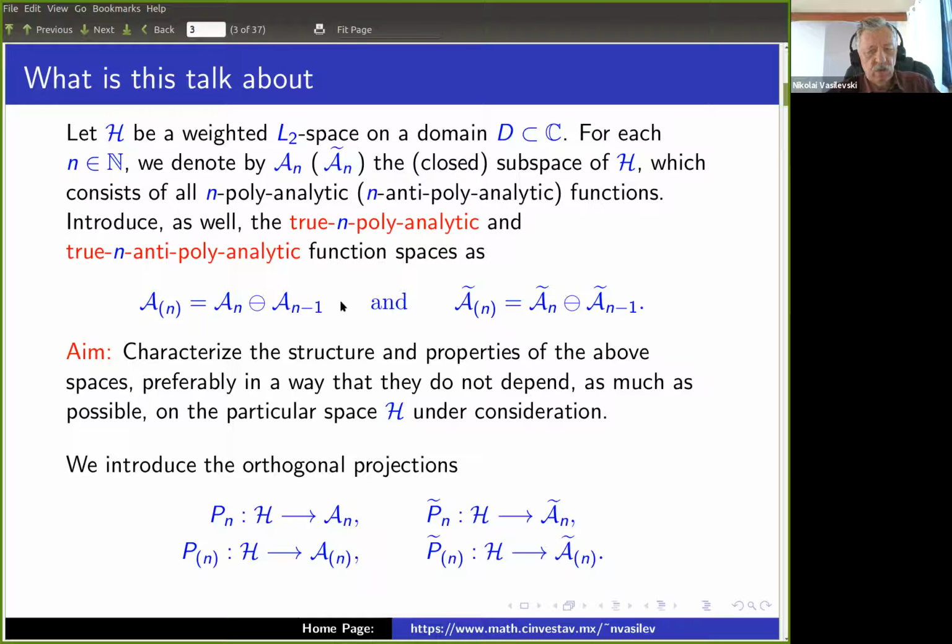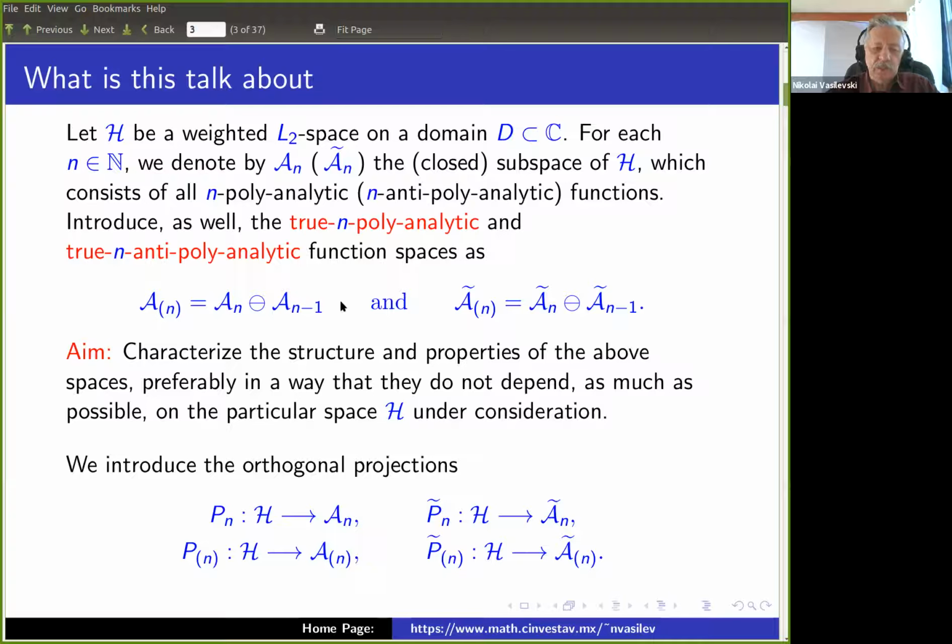It's the aim of this talk to characterize the structure and properties of the above spaces. We would like to characterize them in a way that this description does not depend as much as possible on a particular space H under consideration. So we have a generic Hilbert space, weighted L2 space, and we would like to characterize the polyanalytic, anti-polyanalytic, true polyanalytic, and true anti-polyanalytic functions in a form, I would say, H-independent.